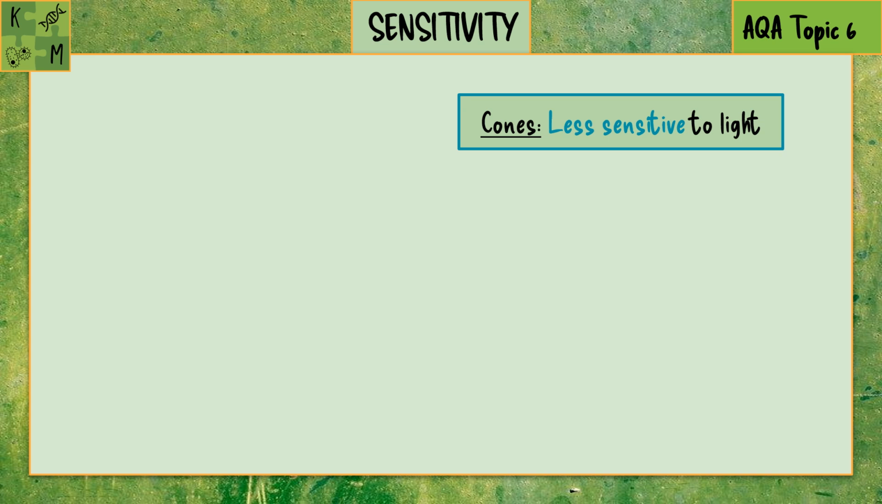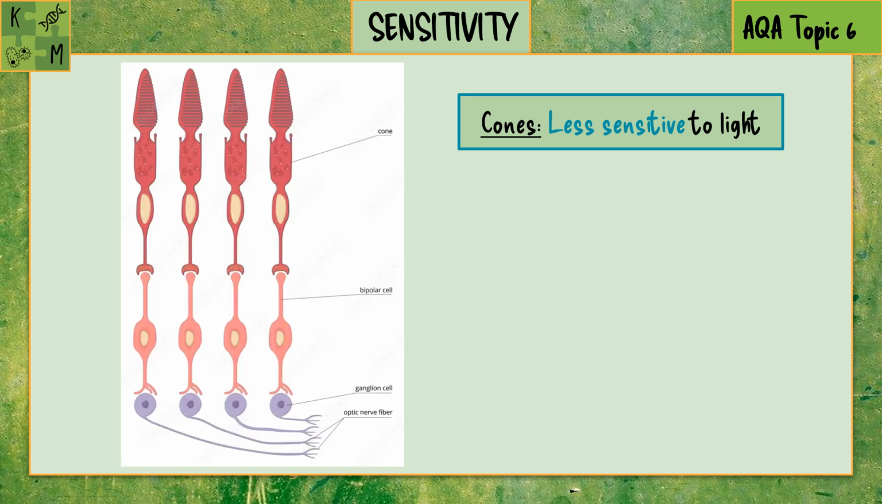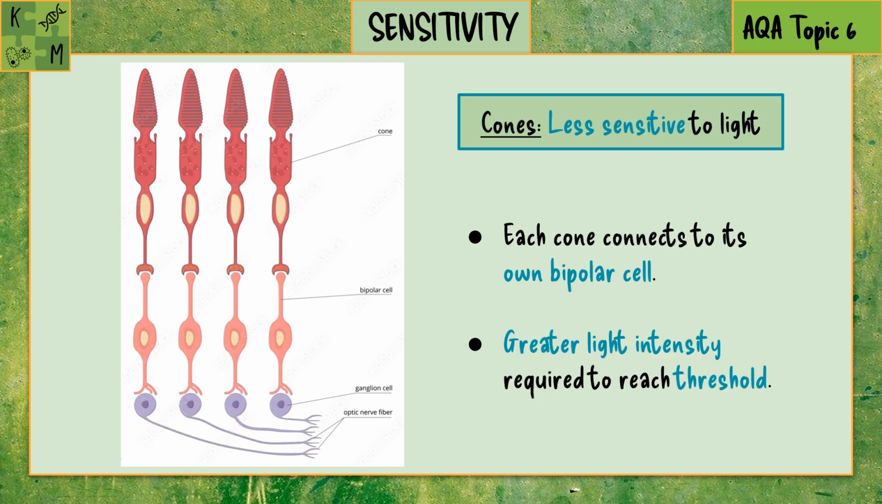Cones are less sensitive to light. Each cone cell is connected to its own bipolar cell, and so only temporal summation will allow for threshold to be met. This would require a strong stimulus, which in this case is a high light intensity.